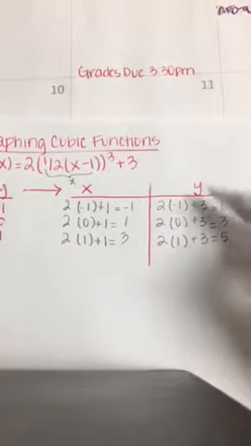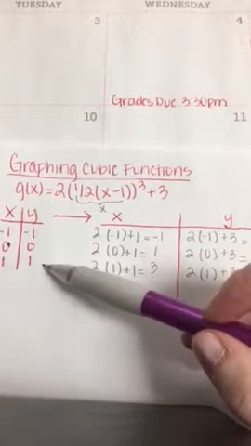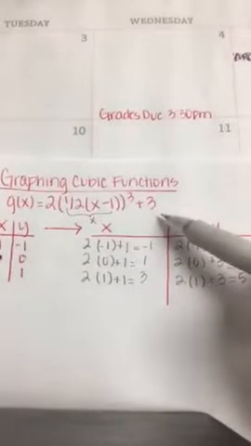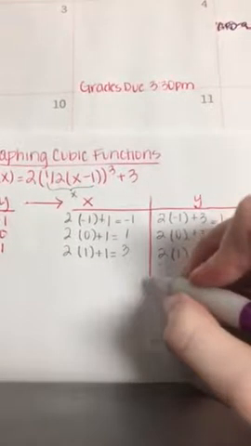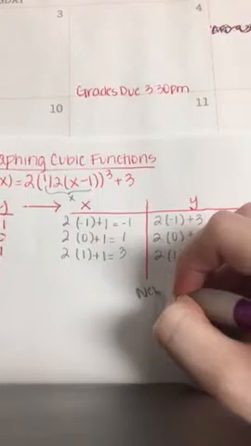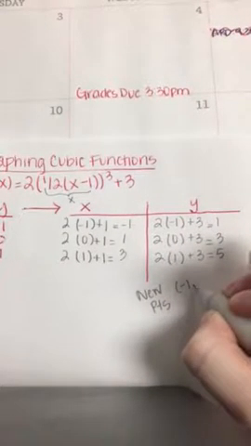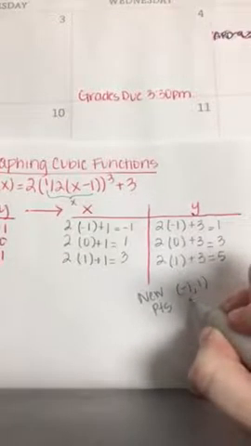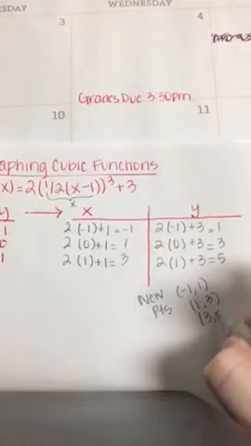So what happened is I took my original parent function's points, I used these values that were added into my function and moved my points around. So my new points are (-1, 1), (1, 3), and (3, 5).